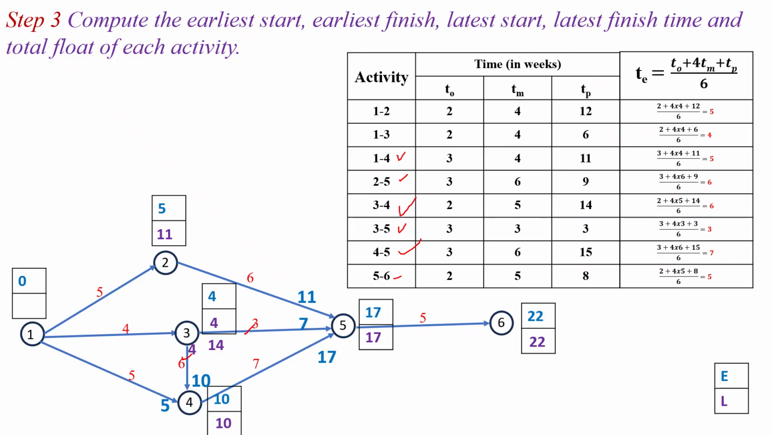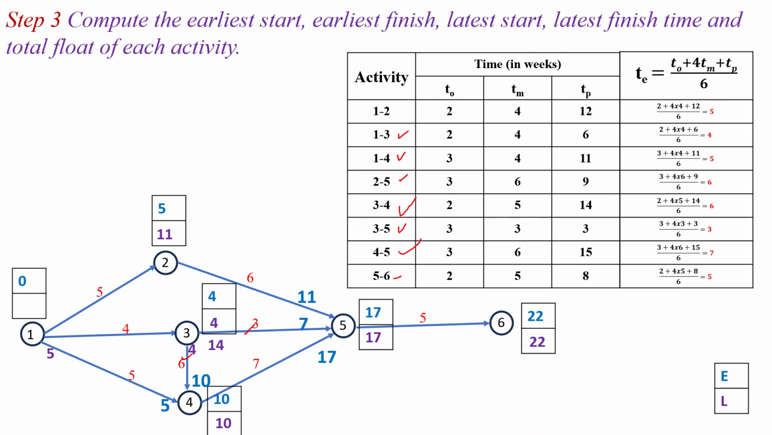For activity 1 to 4, latest finish time is the 10 at event 4 and latest start time will become the 10 minus 5, which is equal to the 5. So here also event 1 is the burst event for the activities 1-2, 1-3 and 1-4. So latest start time at event 1 will become the minimum latest start time of the activities 1-2, 1-3 and the 1-4. So next I have to look for the activity 1-3.